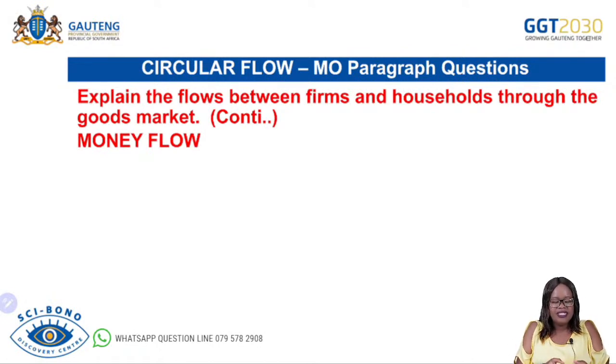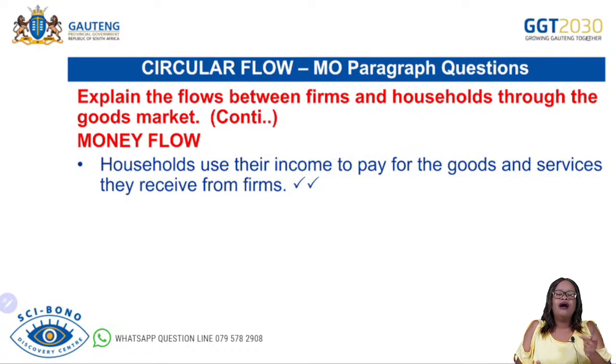The very same question, but now we look at the money flow. Now, with regards to the money flow, remember we said that households are going to be buying goods and services, right? Now, in order for them to buy goods and services, they need to use their income to pay for those goods and services through the goods market. Now, when they pay, now we are talking about money. Therefore, that is why we say that the payment that they make is going to form part of the money or the monetary flow, right?